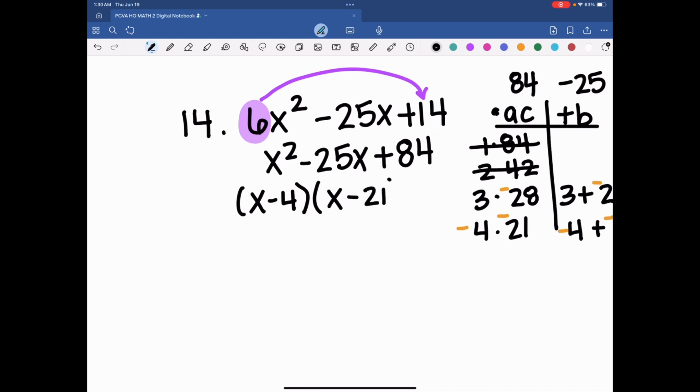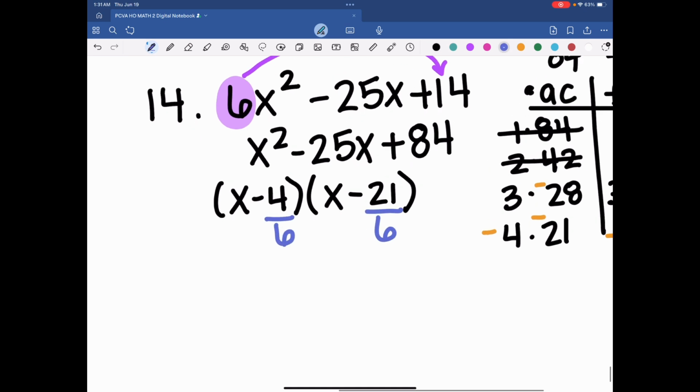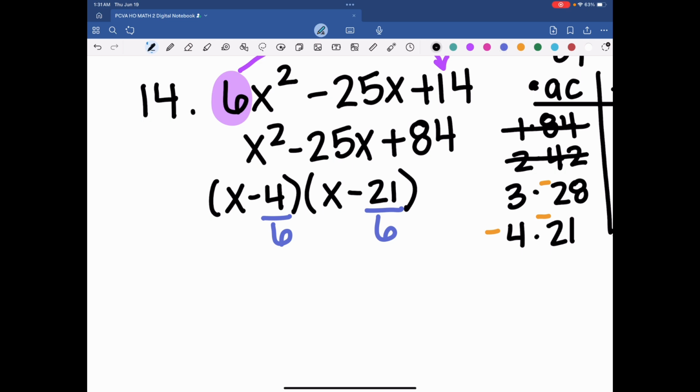Now, we've done the slide. Now we need to go back and divide the number we slid. So the number we slid was 6. So we're going to divide that a back out so we can undo that manipulation, and we're going to simplify. So 4 and 6 are both divisible by 2. So if I simplify 4 over 6, that's going to become 2/3. We want to simplify every time. And then we have 21 and 6. So 21 and 6 are both divisible by 3. So that's going to simplify to 7 over 2.